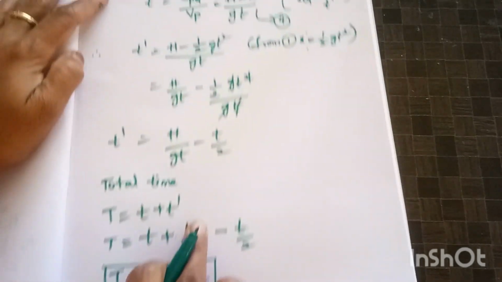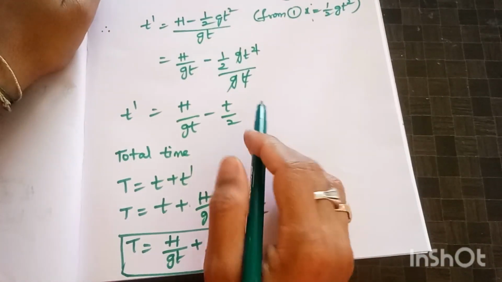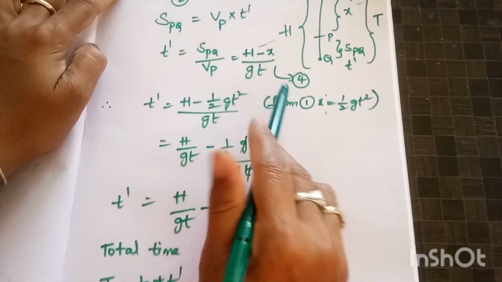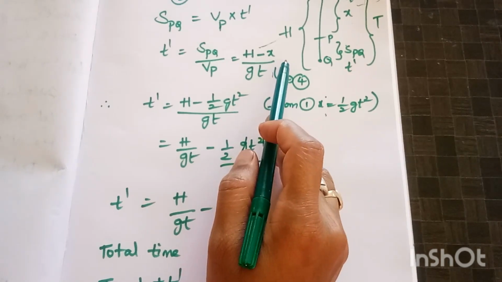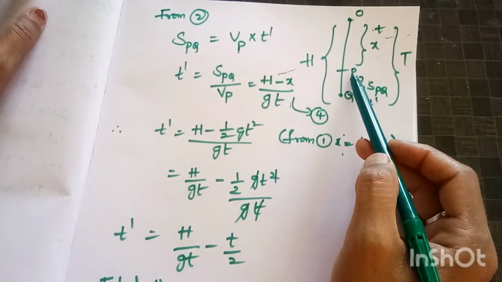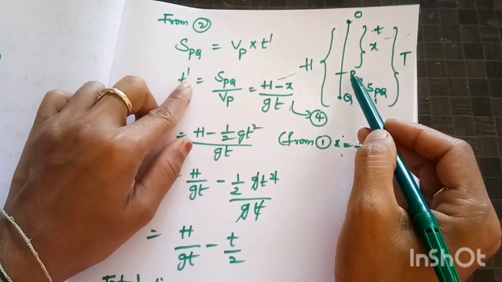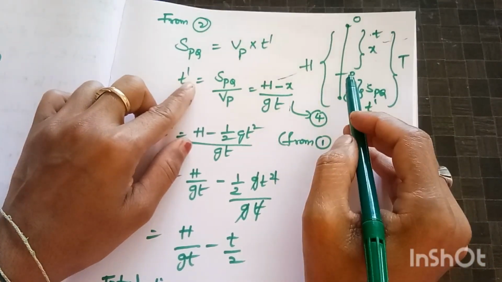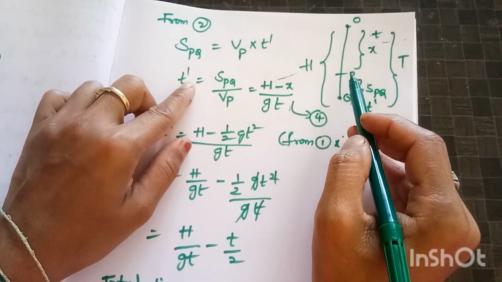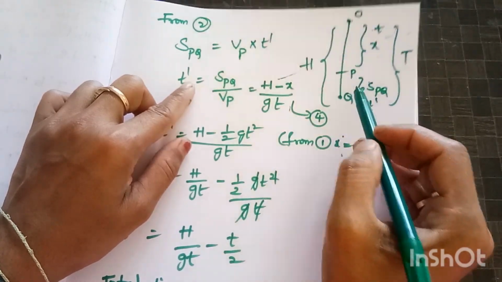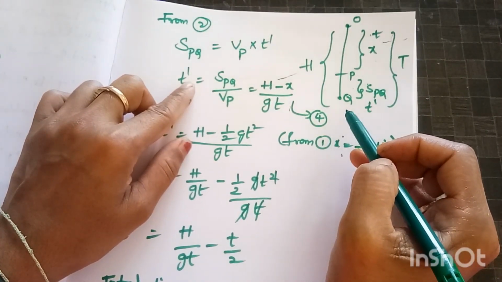So why did I find this x value here? To know x, I found the distance traveled from O to P, and to find t dash, I found the distance traveled from P to Q. At point P, the velocity will be constant. With that constant velocity, the body should reach the ground, that is, point Q.